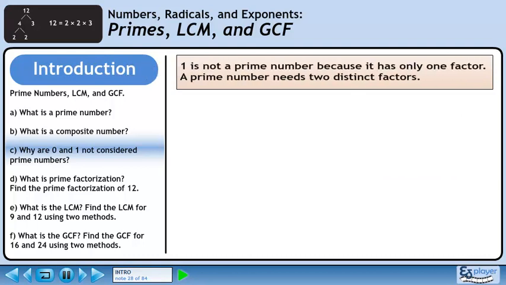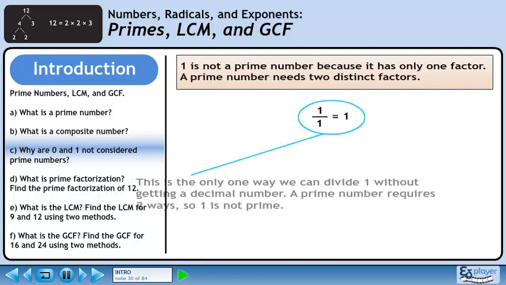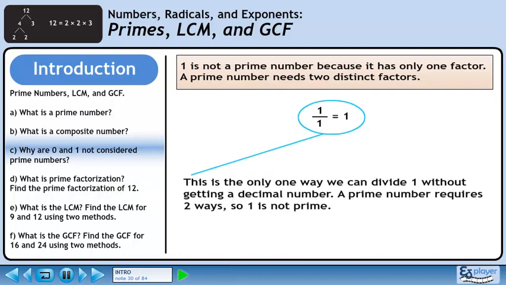One is not a prime number because it has only one factor. A prime number needs two distinct factors. One divided by 1 is 1. This is the only way we can divide 1 without getting a decimal number. A prime number requires two ways, so 1 is not prime.